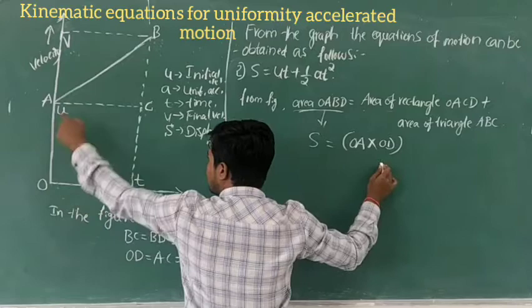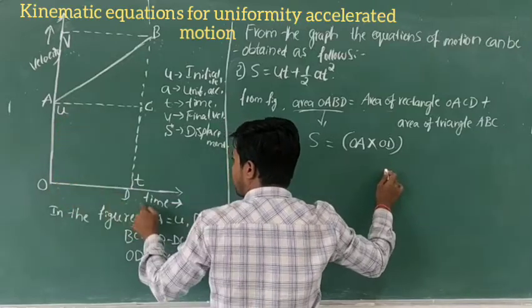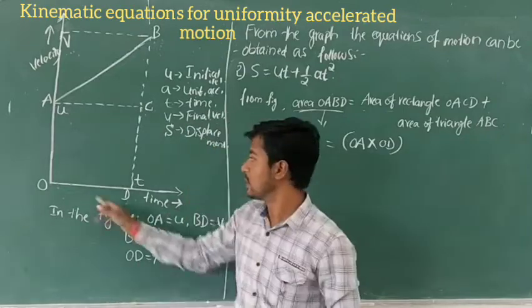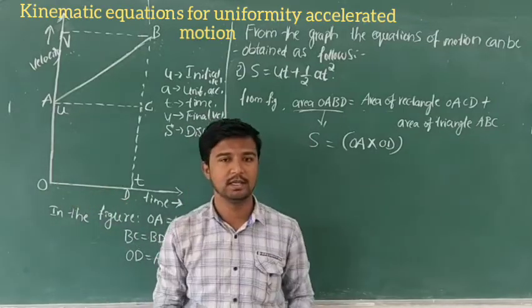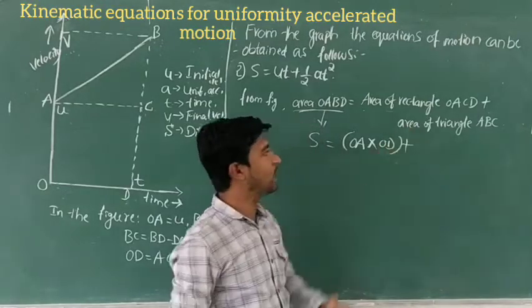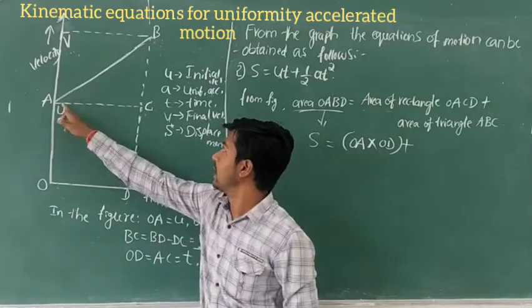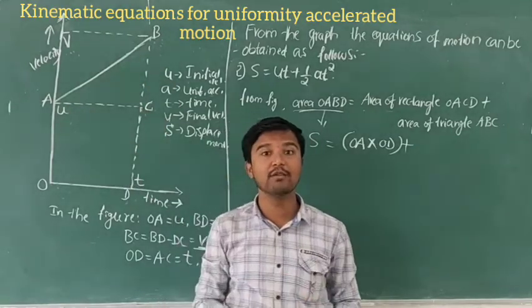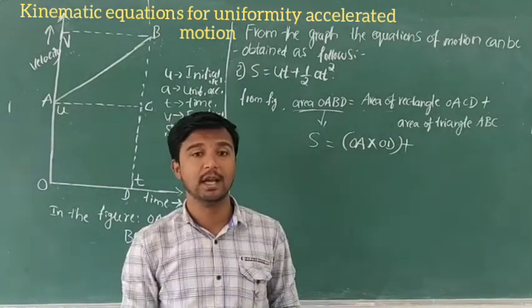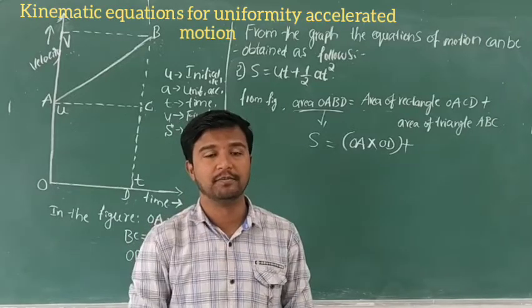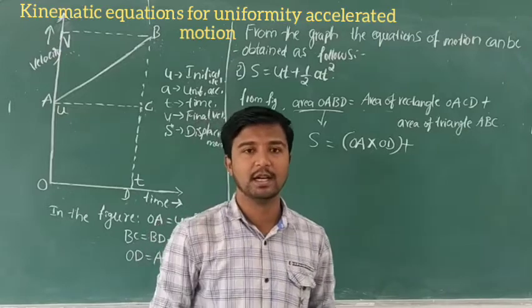OA is what? Initial velocity. Here OD is the time interval. So length into breadth, just simple. Next, plus the area of triangle ABC. Here the triangle, the figure ABC. What is the area of a triangle? Go to mathematics. Area of a triangle is nothing but half into base into height. This is simple maths.